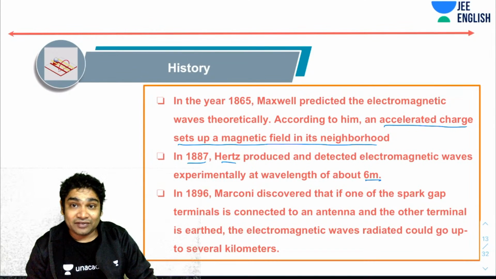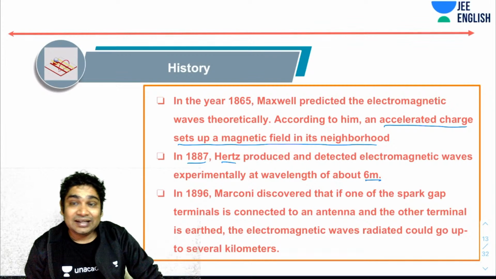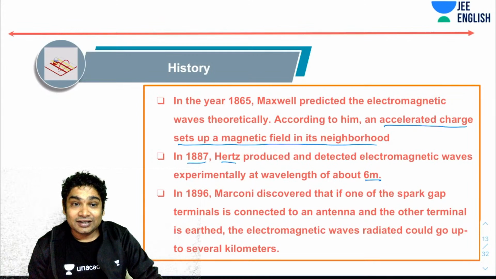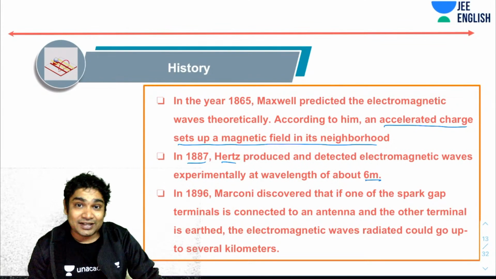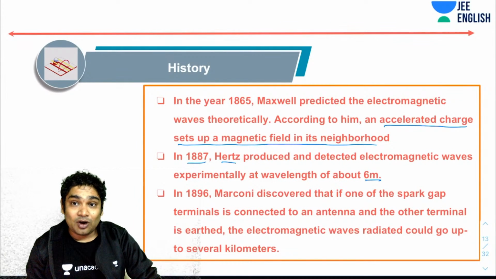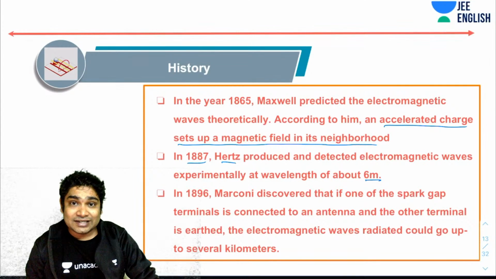so that can produce EM waves. Now, in 1896, Marconi also discovered that if one of these spark gap terminals is connected to an antenna, and the other terminal is connected to Earth, then electromagnetic waves are radiated, which could go up to several kilometers. As you know, Marconi was the guy who invented the radio. So radios work on radio waves, which are essentially electromagnetic waves. Marconi also did some experiments, proved the existence of electromagnetic waves, and also suggested that these can travel up to long distances.